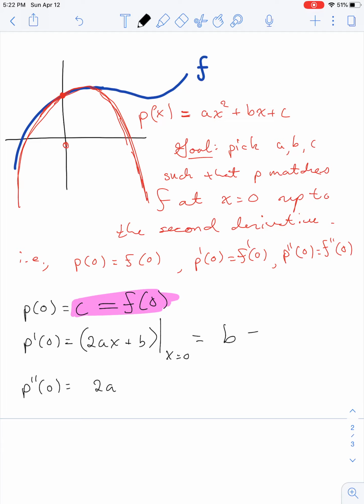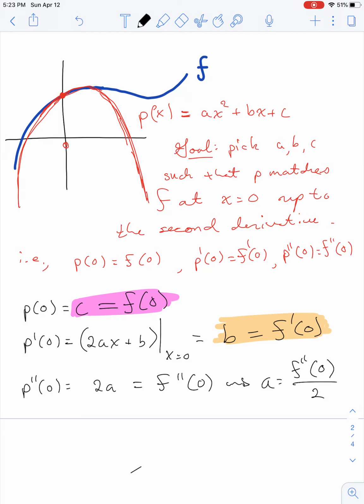Next, I need p prime to match f prime of 0. So what am I going to do? I'm going to take b and I'm going to set it equal to f prime of 0. Remember, f is the function we have our hands on. F is the function we're trying to approximate, so we're allowed to ask any questions about f that we want. Lastly, I want p double prime of 0 to match f double prime of 0, so I'll set 2a equal to f double prime of 0. Or really what I should say is that a is f double prime over 2.